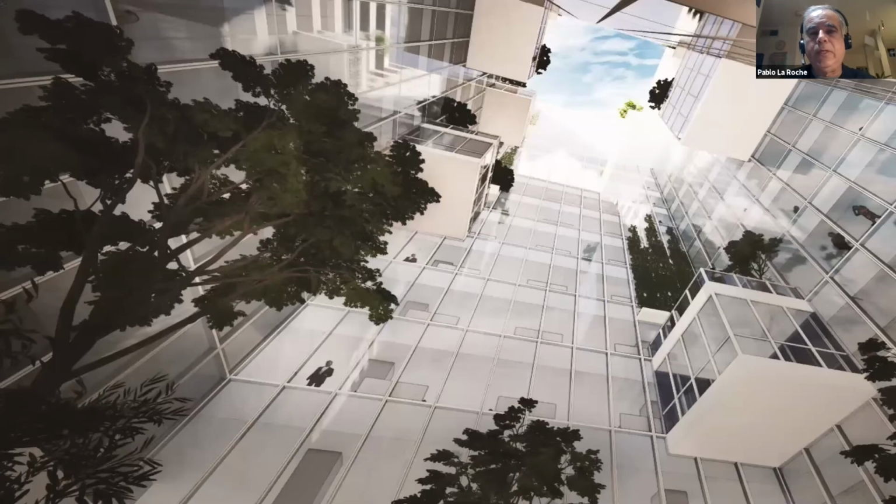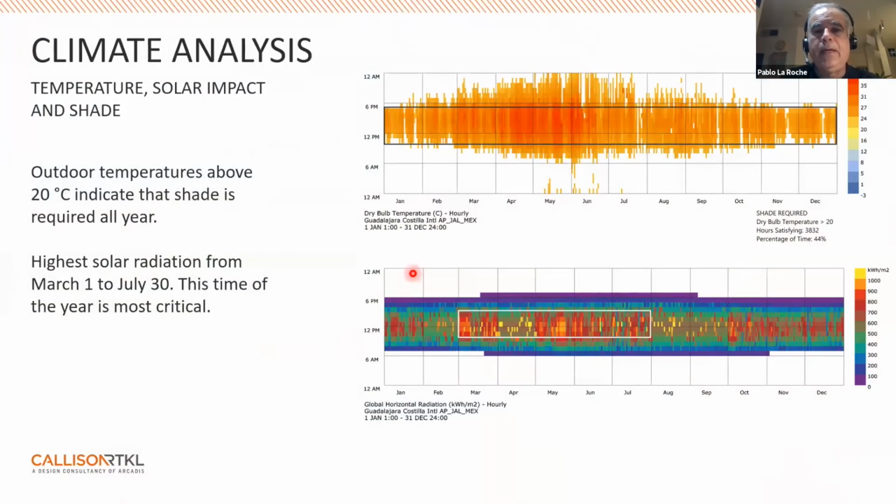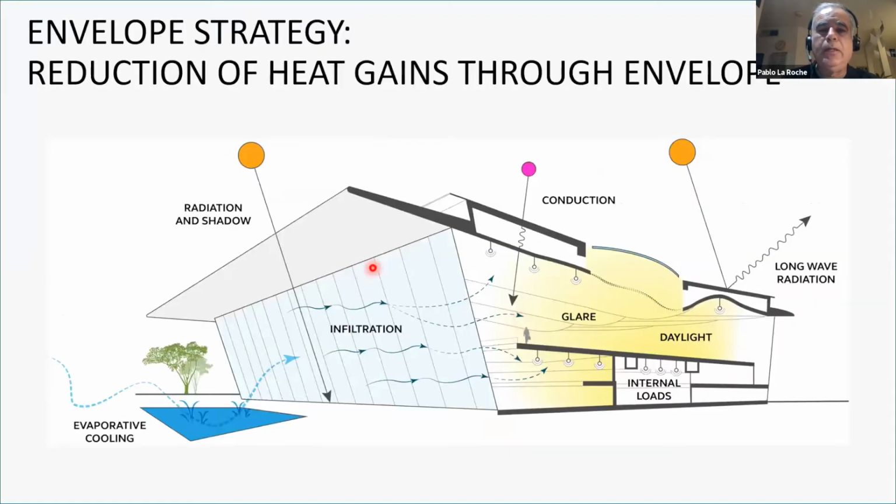And then we have a building that is responsive to a hot and humid climate: the airport terminal, Terminal 2 in Guadalajara. It's a hot climate, and when we look at conditions in the psychrometric chart, we see that we need shade all year, and we have a higher solar radiation period from March to July. Again, it's about looking at how we control these heat flows: how we provide shade, how we block conduction, how we increase long wave radiation through cool roofs, and how we maximize daylight and reduce glare.